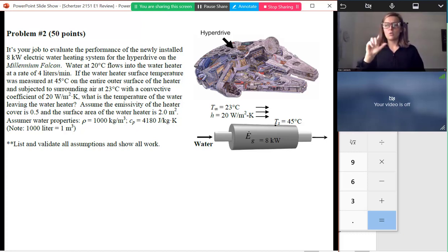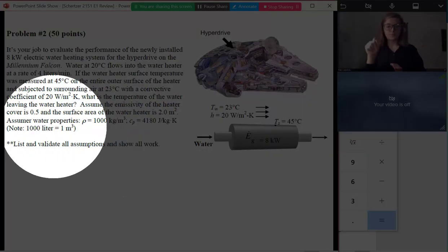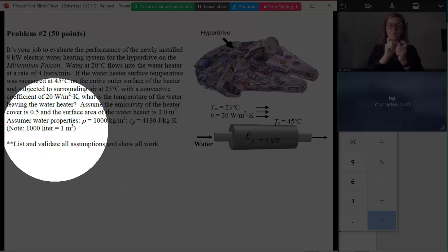If the water heater surface temperature is 45 degrees Celsius on the entire surface, and it's subjected to surrounding air at 23 degrees Celsius with a particular convection coefficient, what is the temperature of the water leaving the water heater? We're also given an emissivity of the water heater, which tells us radiation might be important, and we're told the surface area as well. We're also given some properties of water. It's nice they gave us the conversion in case you haven't memorized it: there are 1,000 liters in a cubic meter.